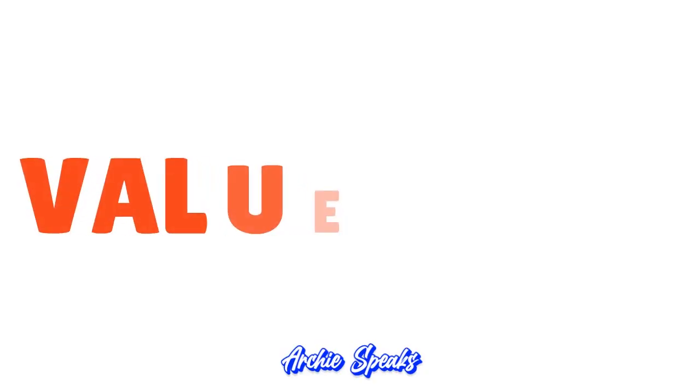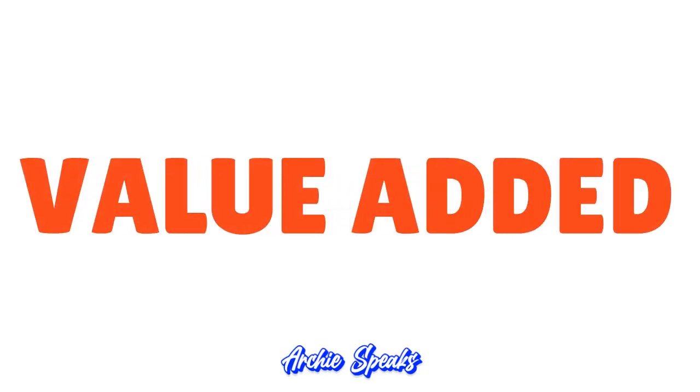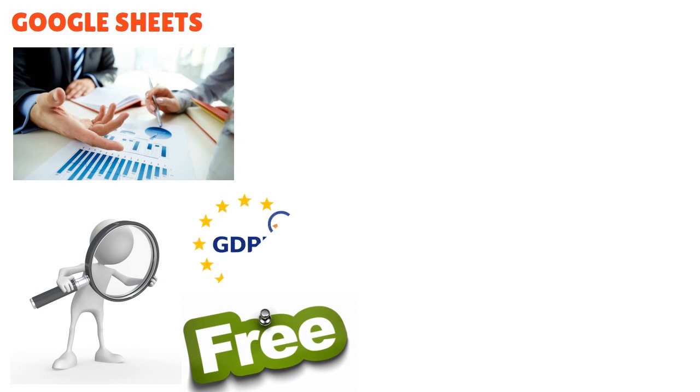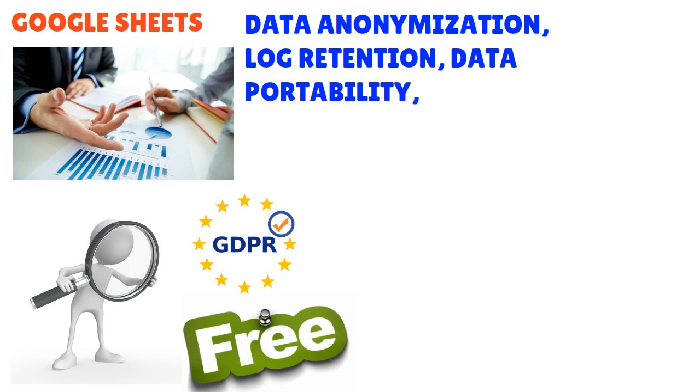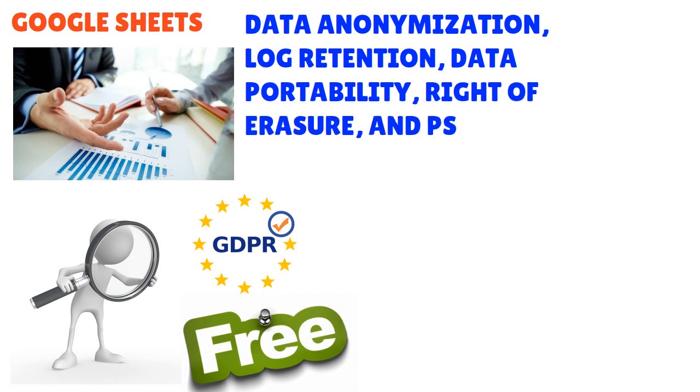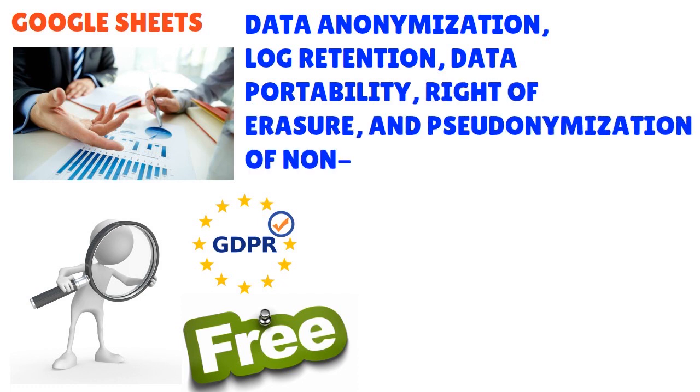Let's talk about the value added here. So basically, when you think about Hunter.io, what kind of value is this tool really adding? Well, first of all, this tool is compliant with GDPR. They've done a lot to become and maintain GDPR compliance with publicly available email addresses since 2018, when the regulation first came into effect. Some of the steps taken to remain compliant include data protection protocols like data anonymization. You have log retention, data portability, right of erasure, and pseudonymization of non-public data.